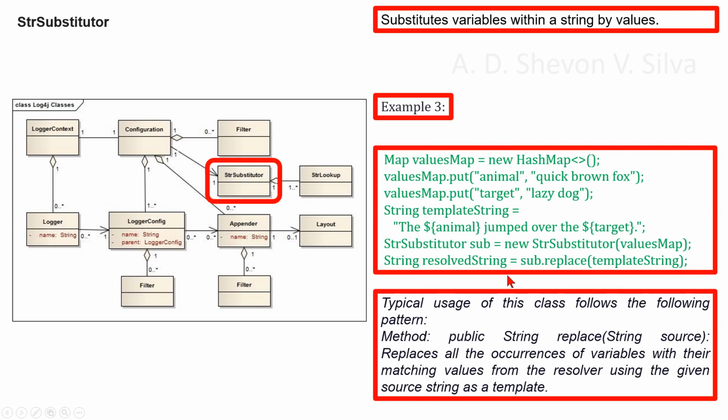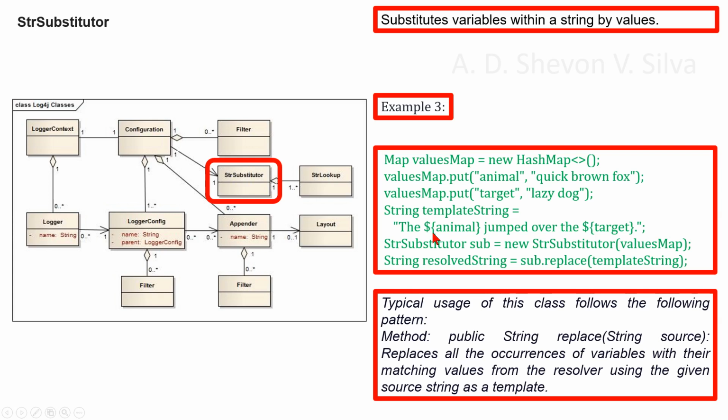The typical usage of this class follows the following pattern. First, an instance is created and initialized with the map that contains values for available variables. Here, if the prefix and/or suffix for variables should be used other than the default ones, the appropriate settings can be performed.